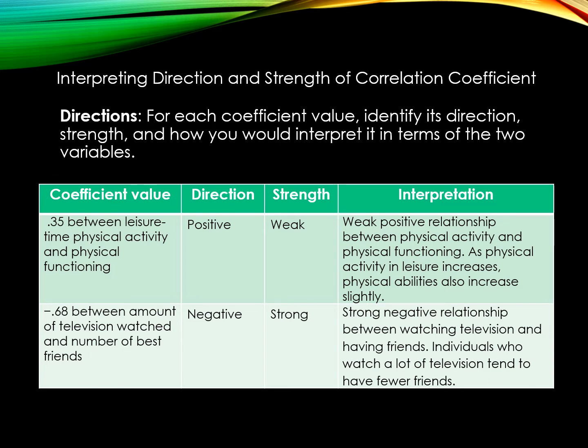Then we have negative 0.68 between amount of television watched and the number of best friends. So it's a negative relationship. As one goes up, the other one goes down, or vice versa. And we know from our previous table that 0.68 is a strong relationship. So we can say there's a strong negative relationship between watching TV and having friends. Or individuals who watch a lot of television tend to have fewer friends.